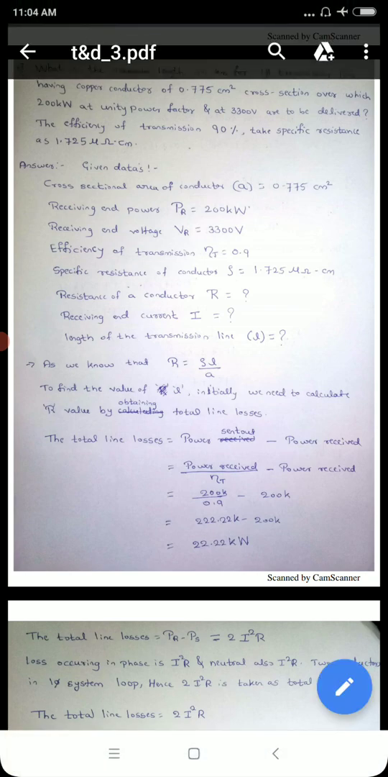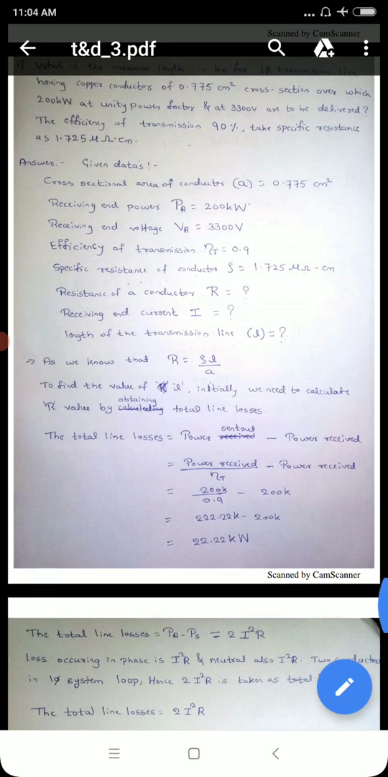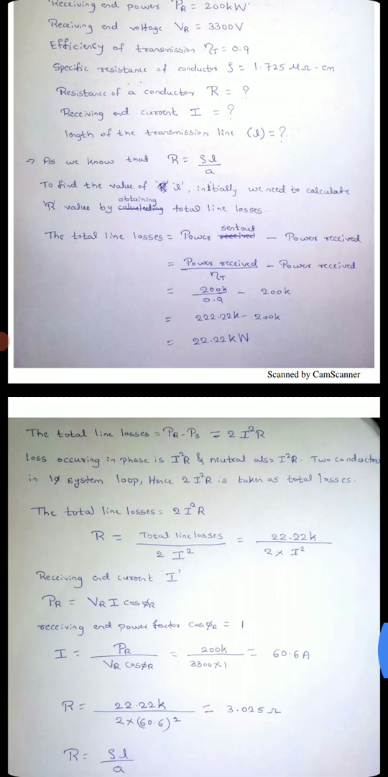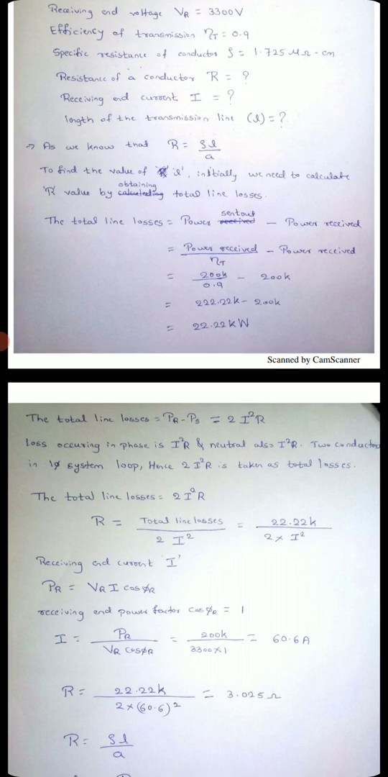What is the power sent here? We don't know the power sent, but we know the power received and the efficiency. So we can write power received by efficiency minus power received, or 200 kilowatt by 0.9 minus 200 kilowatt, or 222.22 minus 200 kilowatt. We will get 22.22 kilowatt as the losses. Once we know the losses, total losses is nothing but 2I square R.